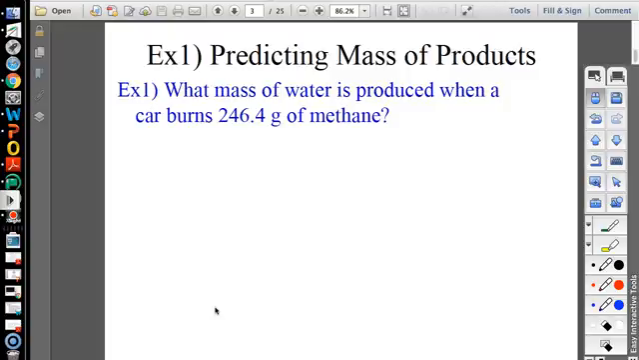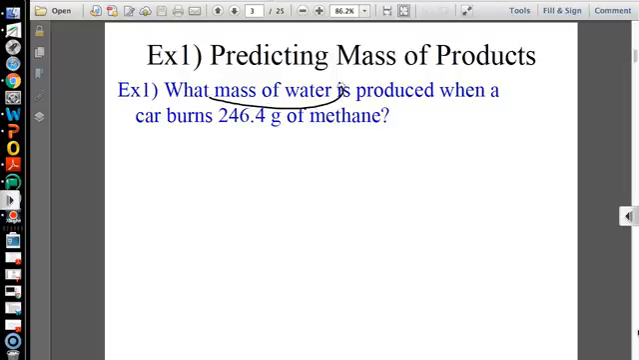So anyway, we have: what mass of water is produced when a car burns 246.4 grams of methane? Before we do anything, even though we haven't done this before, you still know how to underline and circle stuff. That is a skill you can carry with you no matter what kind of word problems you're doing. So what mass of water is produced?